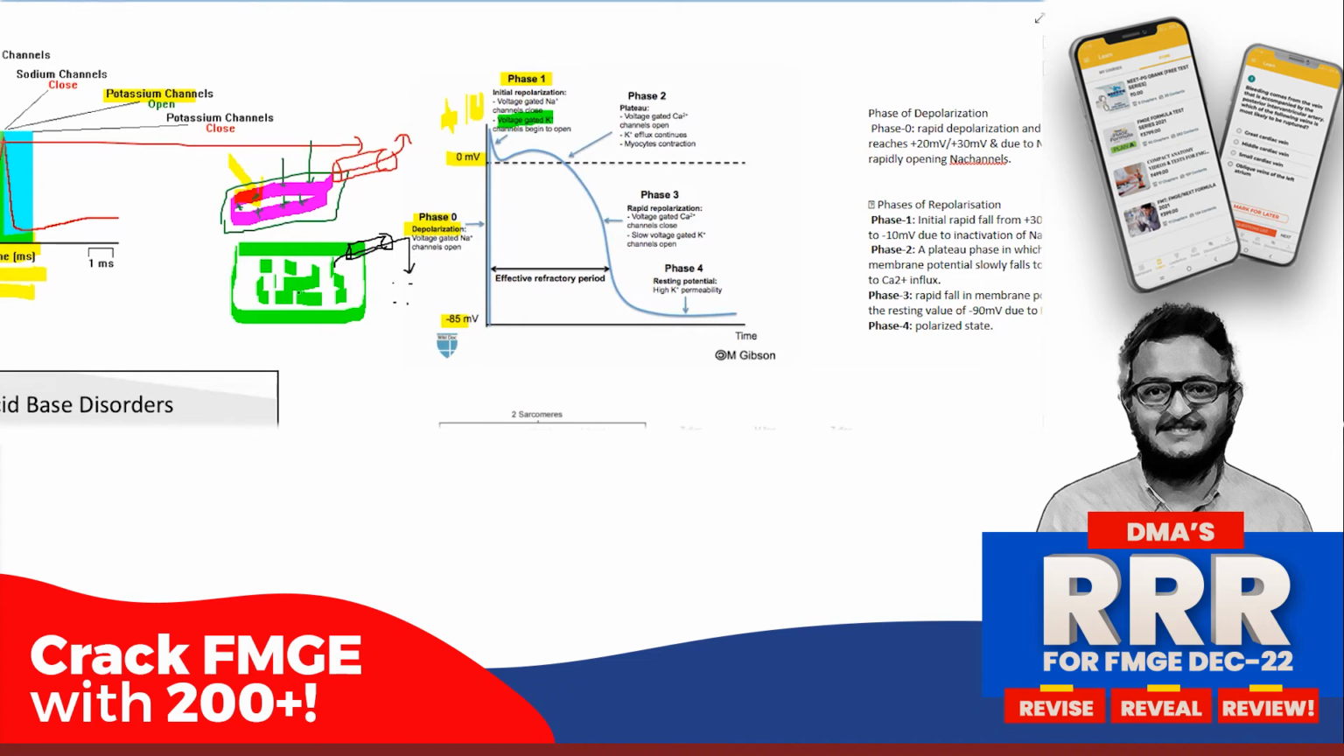So the cell is losing positive ions, right? The cell is losing positive ions. That will lead to the membrane potential, which was plus 10 or something like that, becoming a little bit more towards zero. It will almost become zero. So look over here, it has become zero. This particular phase is called phase 1, and it is the initial repolarization.